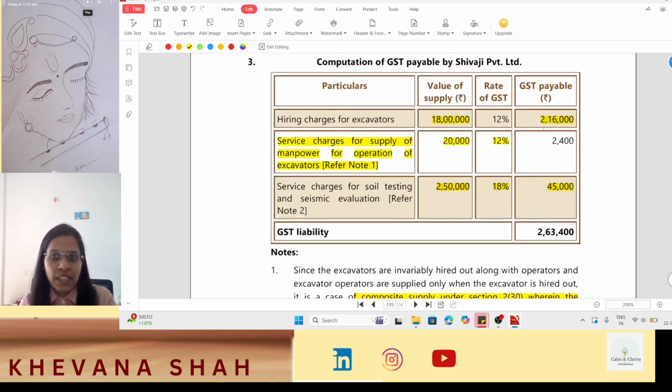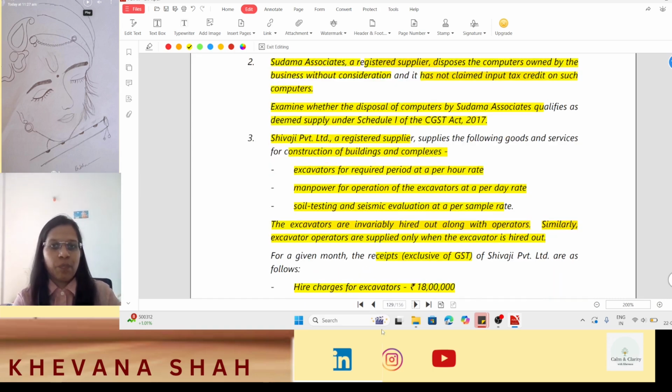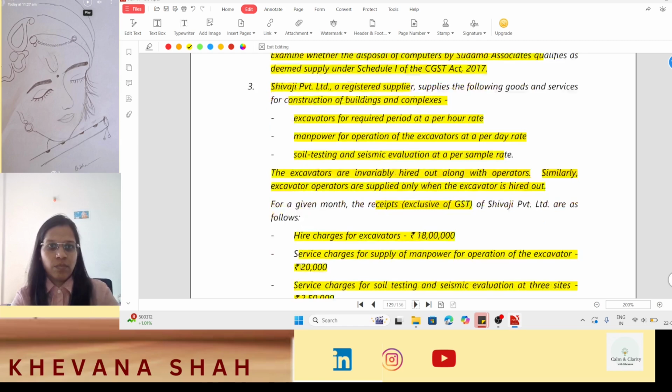So my total GST liability is 2,16,000 plus 2,400 plus 45,000, which comes out to 2,63,400. Okay. So next question.